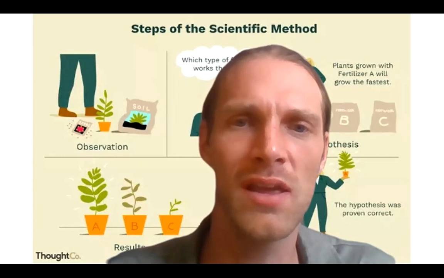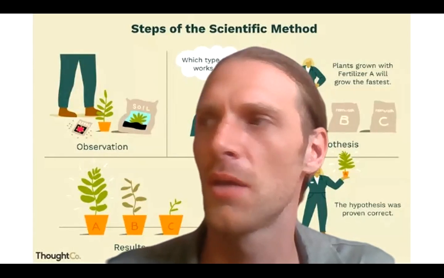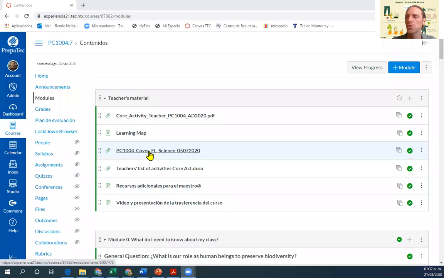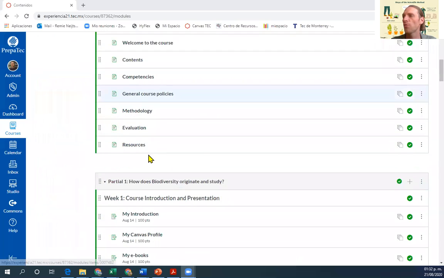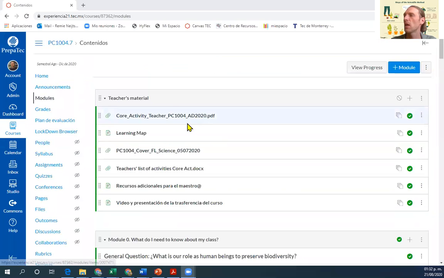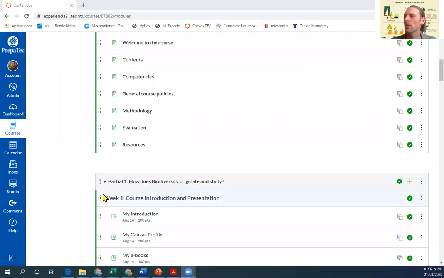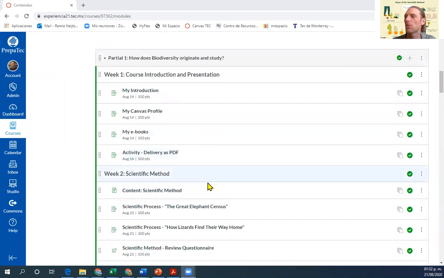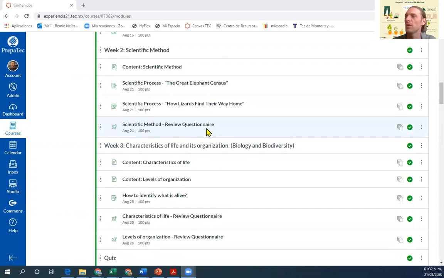It's a very short test. It only has 5 questions, but it helps you a lot to know for yourself whether you understand or not. So you go to modules, then you go to module 1, which we already did. You go to partial 1, how does biodiversity originate and study? We're in week 2, and you take the review questionnaire here, and you can answer it, okay? You have to do that right now.